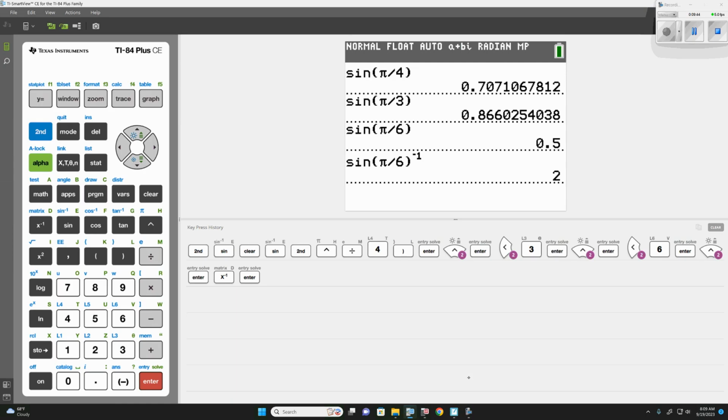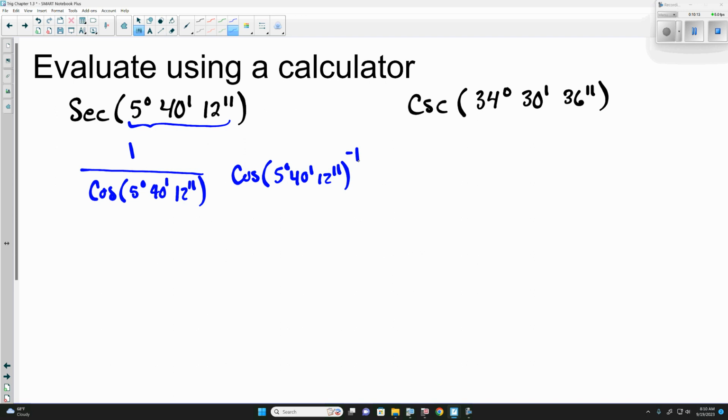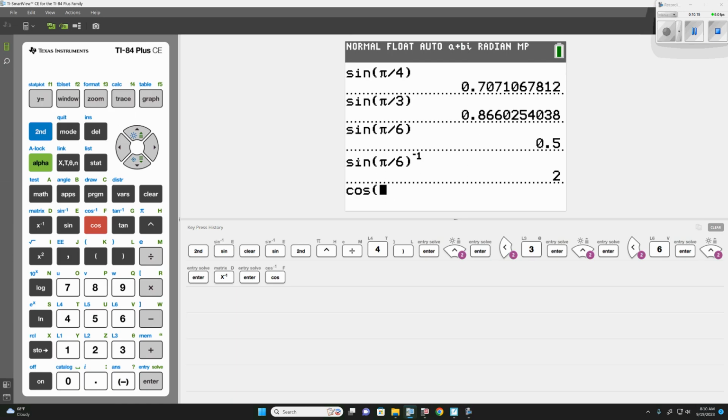Now, secant of 5 degrees, 40 minutes, 12 seconds. So secant is our reciprocal of cosine. So if I wanted to plug this in, we're really going to plug this in one of two ways. We can say 1 over cosine of 5 degrees, 40 minutes, 12 seconds, or we can say cosine of 5 degrees, 40 minutes, 12 seconds to the negative 1. We'll see it in both forms.